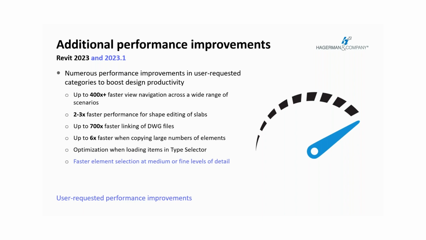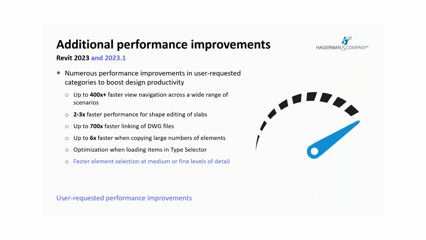So when the type selector contains many items, users reported negative impacts on performance. In 23, this has been pretty much eliminated. An example of a detail item selection that previously took 6 seconds is now immediate. Generic model assembly that previously took 48 seconds was also immediate. So hopefully you'll start to notice these on your large projects.